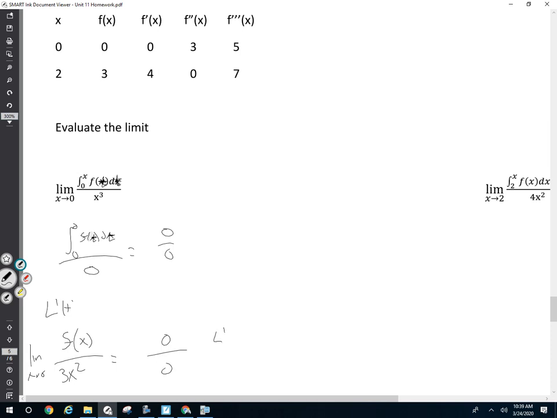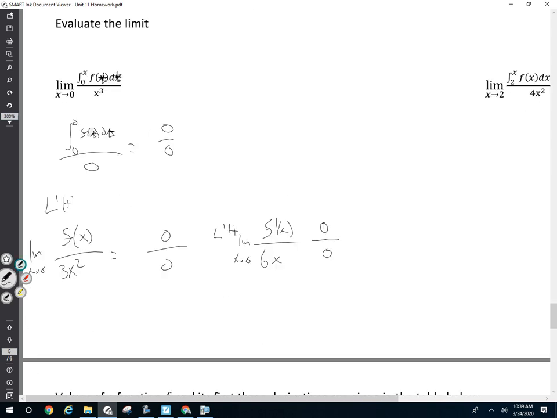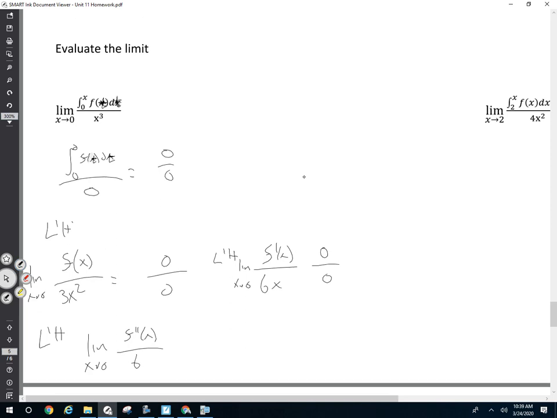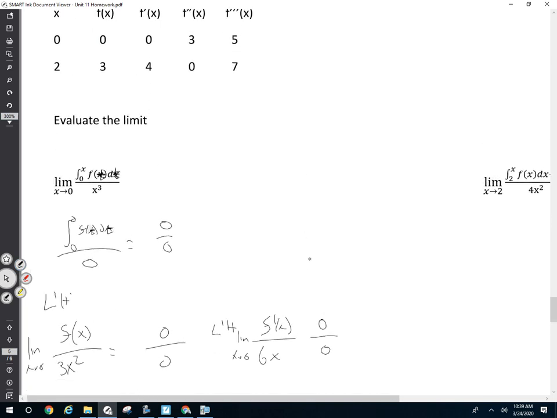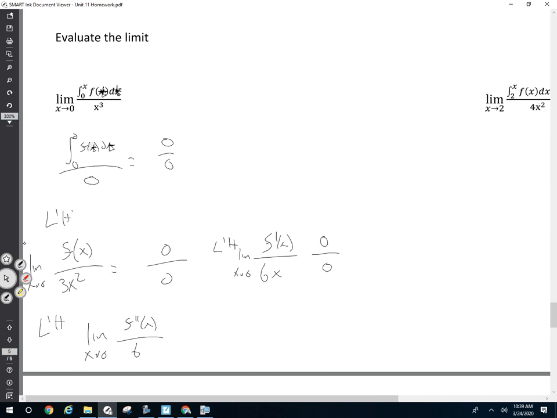Use L'Hopital's again. I get f prime of x over 6x. Plug in 0, in the limit as x approaches 0. f prime of 0 is 0, and 6 times 0 is 0. Use L'Hopital's rule again. Limit as x approaches 0 of f double prime of x over 6. So definitely going to see something like this on your quiz. f double prime of x at 0 is 3, divided by 6, I get 1/2.